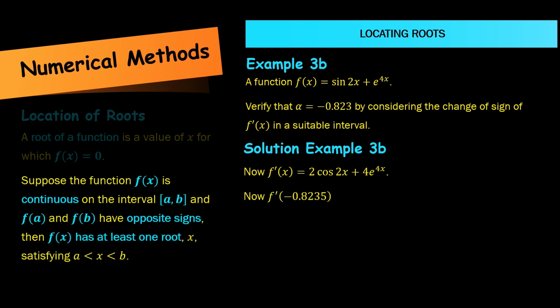Let's now consider f dash of minus 0.8235. Notice that this is the lower end of the endpoint for minus 0.823. And plugging this into the equation for f dash of x gives us that f dash of minus 0.8235 is equal to minus 0.0038, which is of course less than 0.